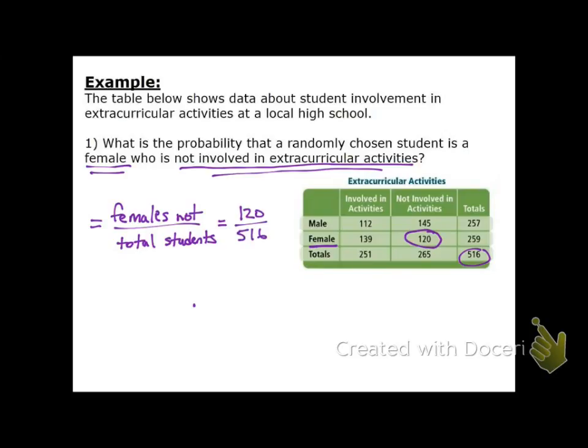But we have to reduce this. And so the easiest way to reduce this number is just to go ahead and get your decimal form. And in this case, your decimal becomes 0.233, or right around 23.3%.